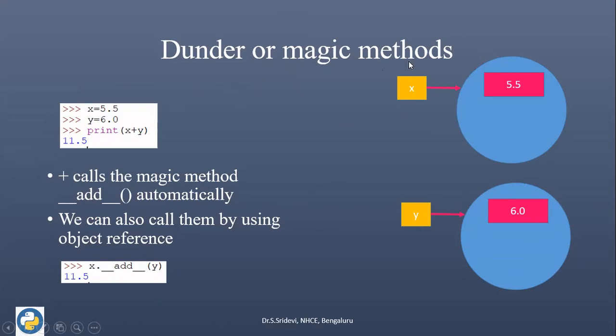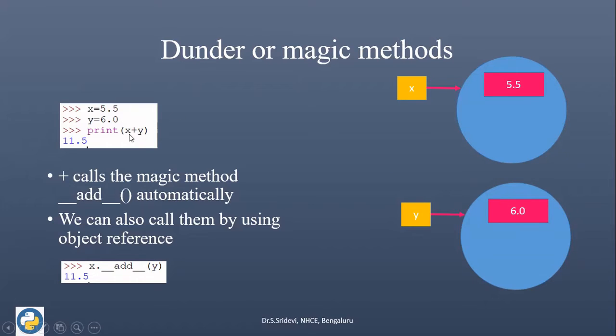Let's see a few more examples for the magic methods. Let me consider the statement x = 5.5. When this statement is executed, an object for the floating point data will be created and 5.5 will be stored as the value of this object, and the reference to the object is x. Similarly, when the statement y = 6.0 is executed, one more object will be created with a floating point value, 6.0 will be stored as its value, and y is the reference to this object.